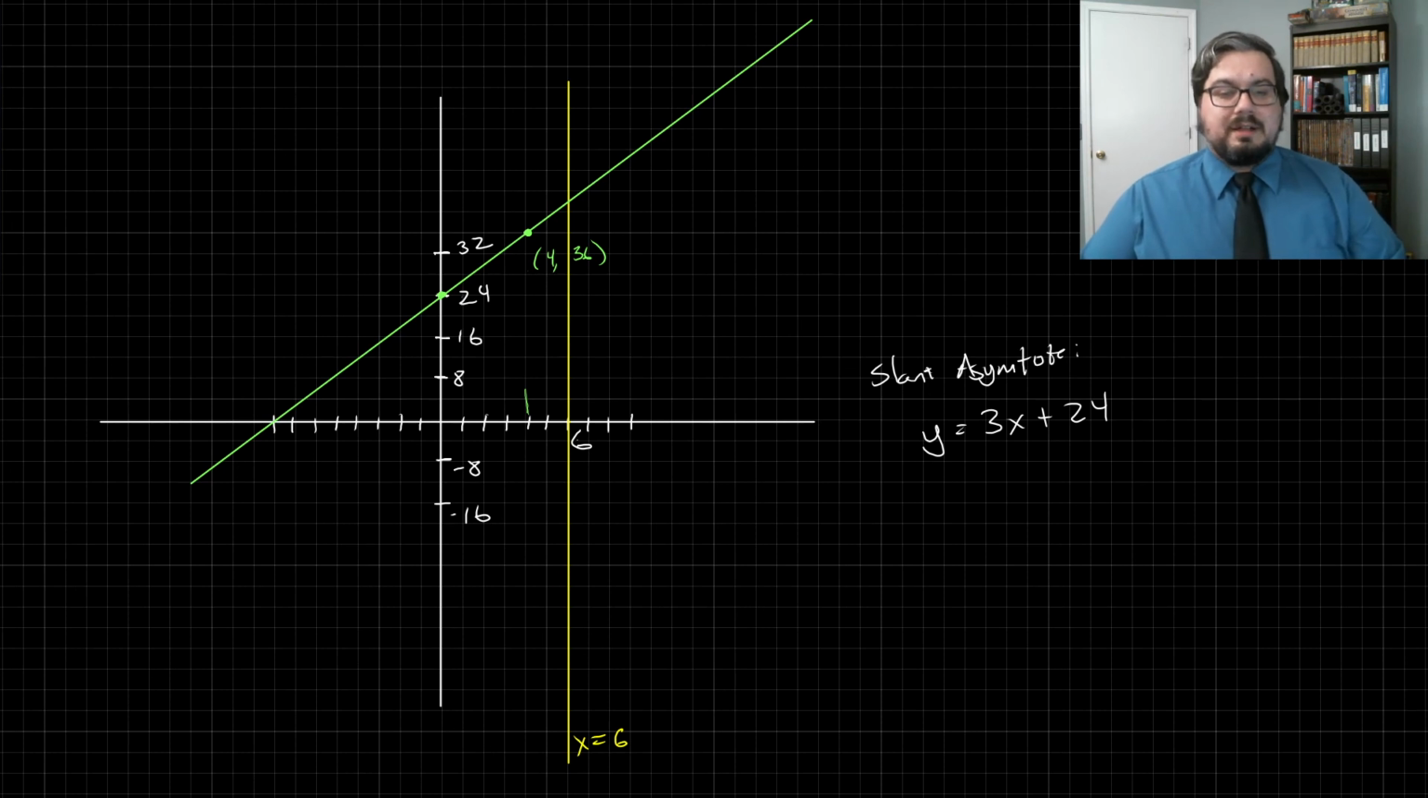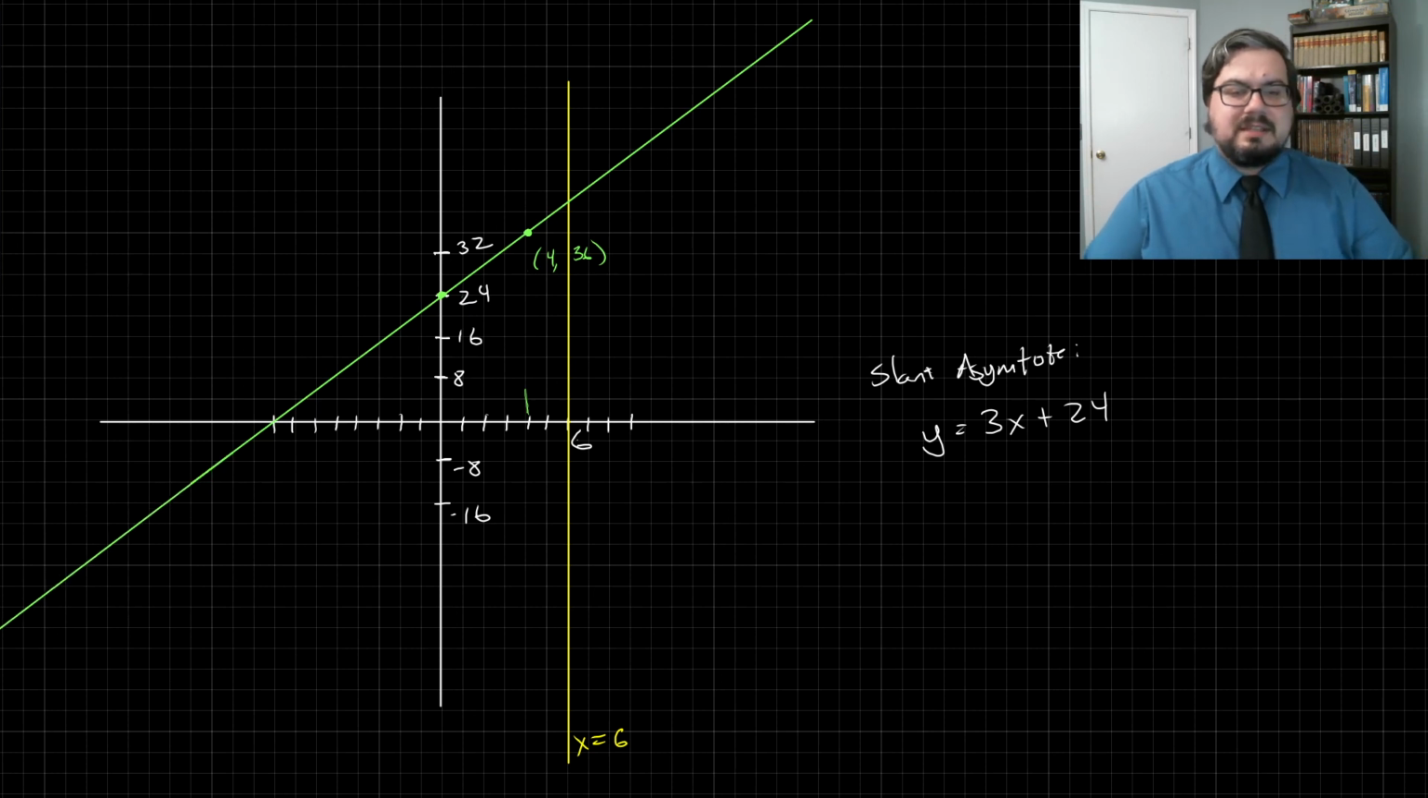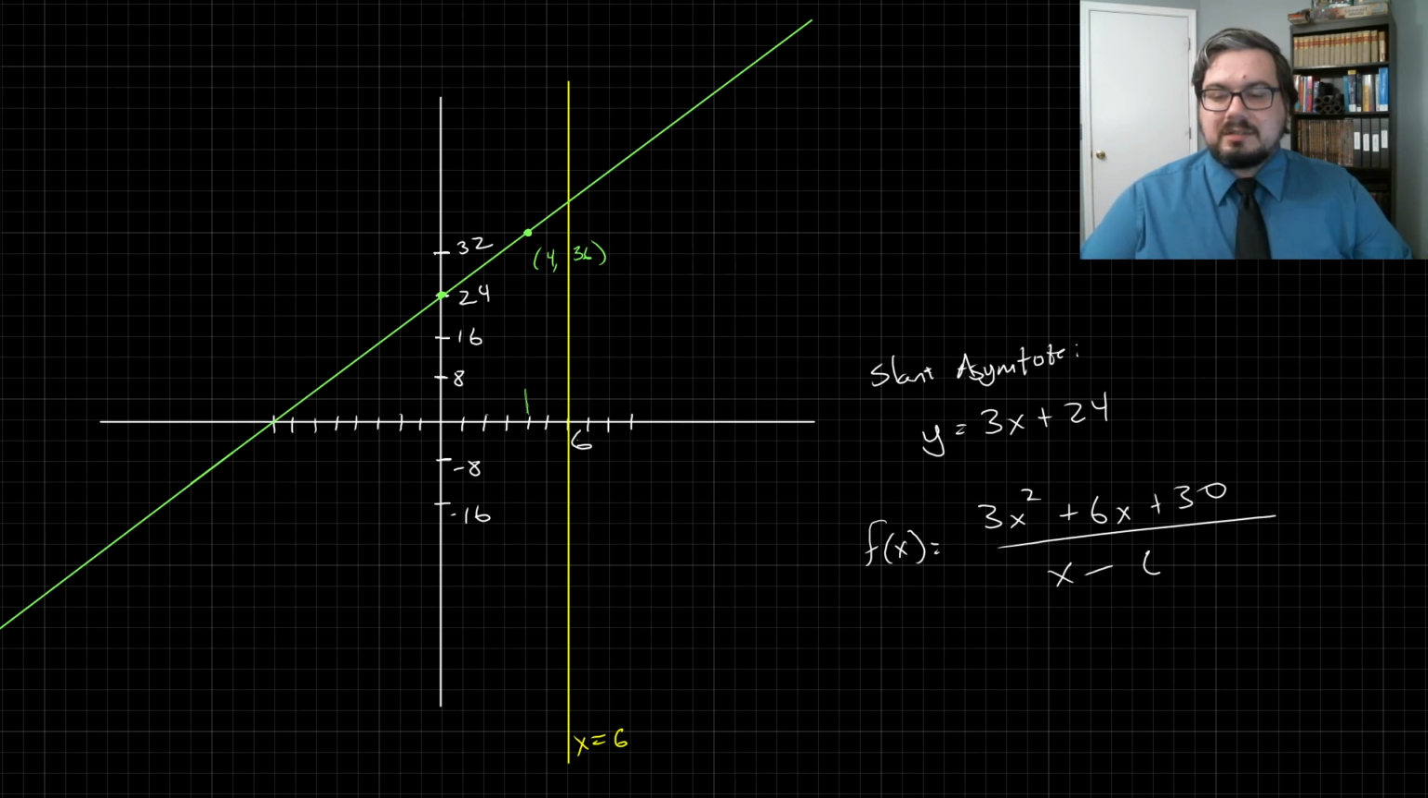All right, so here's what our slant asymptote looks like, approximately. Let me fix that. Okay, so that gives us some insight into how the graph is going to look. Let's see if we can figure out a little bit more. Remember that f of x was equal to (3x squared plus 6x plus 30) over (x minus 6). Let's see if we can get a few more points in order to figure out what the graph of this looks like. Let's figure out the y-intercept.